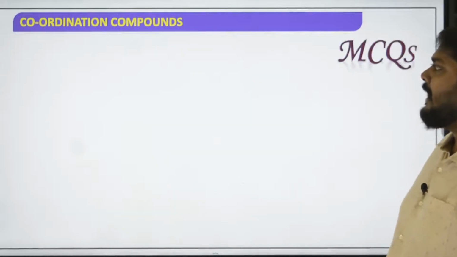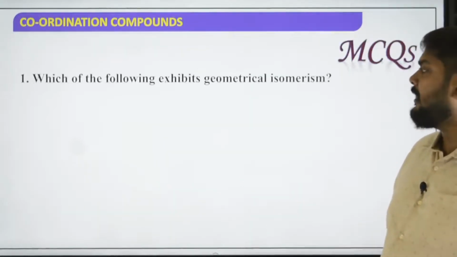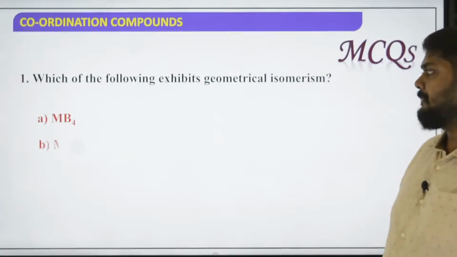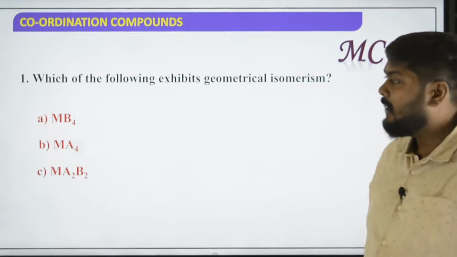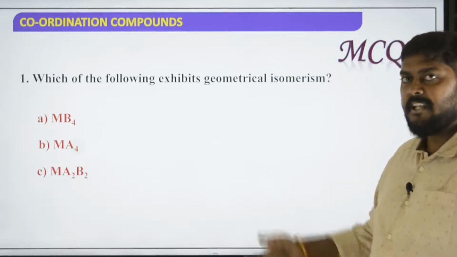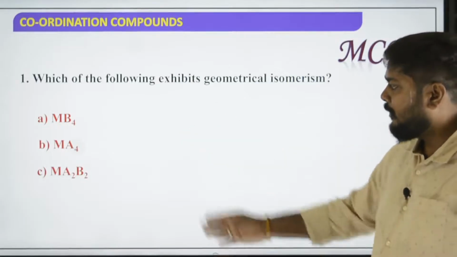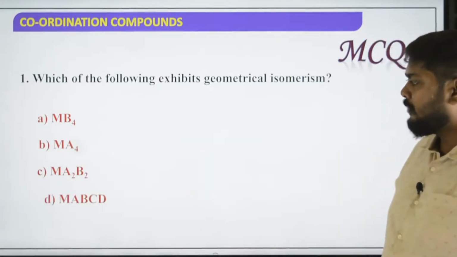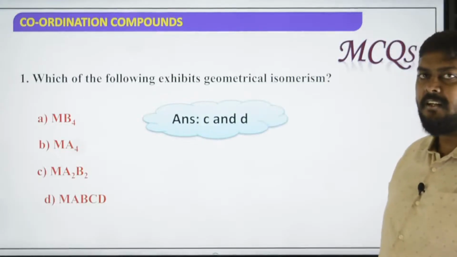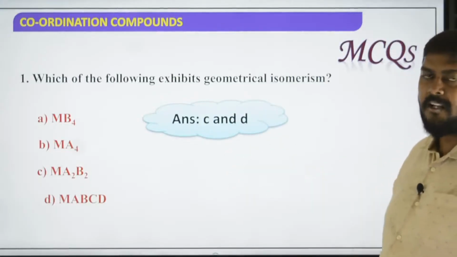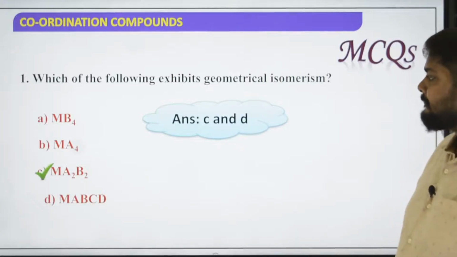Based on this we'll have some questions. Which of the following exhibits geometrical isomerism? Metal with 4 same type of ligand, MB4, all four are the same ligand. If all four are the same ligand, we cannot say cis or trans. MA4, MA2B2, and the fourth option is MABCD. So we can give option C and D. A and B are not possible. If a metal is surrounded by the same type of ligand, we cannot say cis or trans.